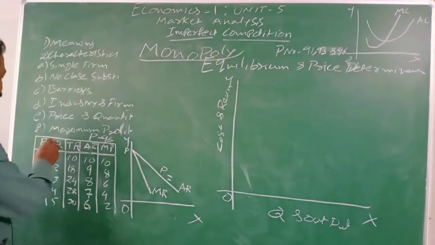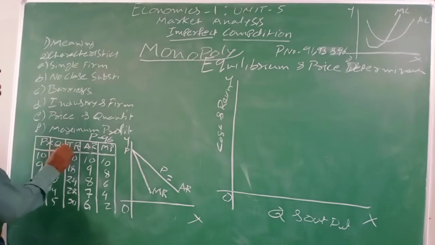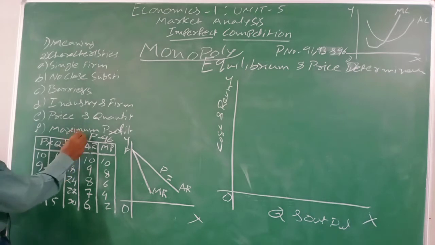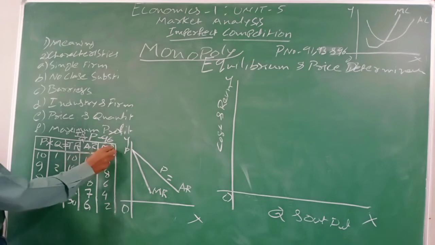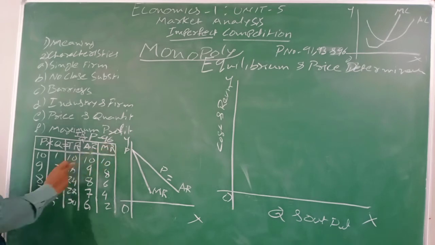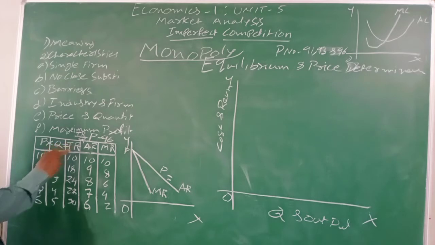Let me put it: price into quantity is equal to total revenue. And total revenue divided by the quantity is average revenue. TR divided by quantity, average revenue. Marginal revenue, how do you get the marginal revenue? TR minus TR(x minus 1), the previous one.